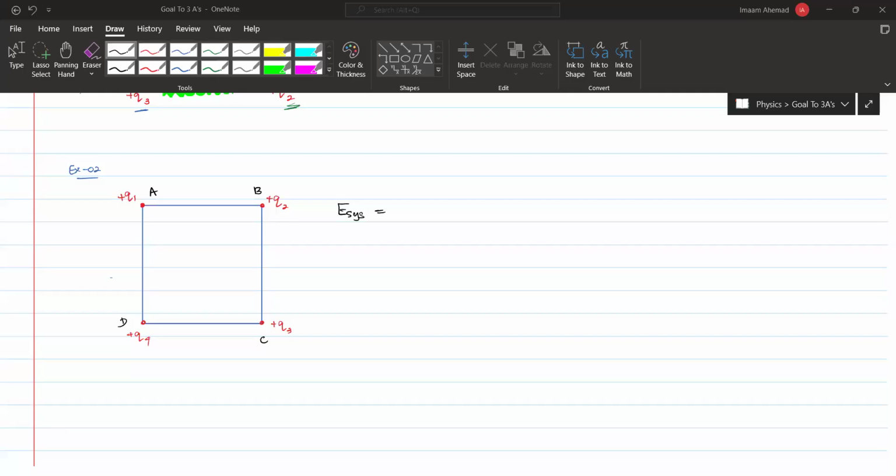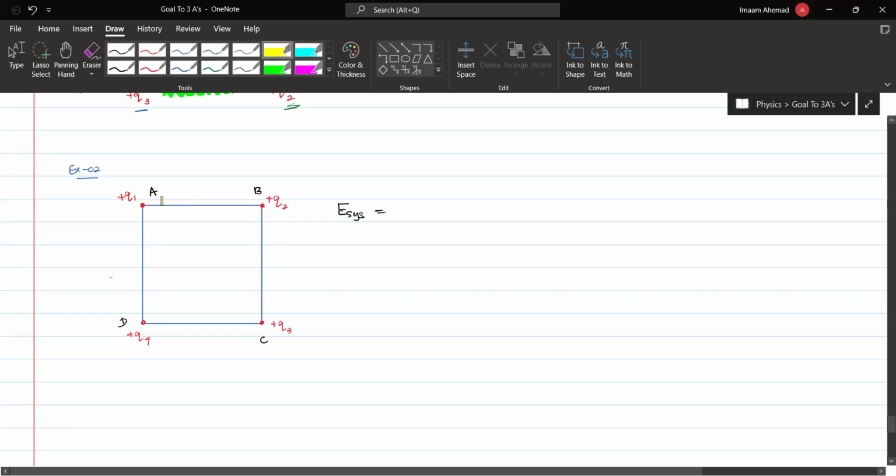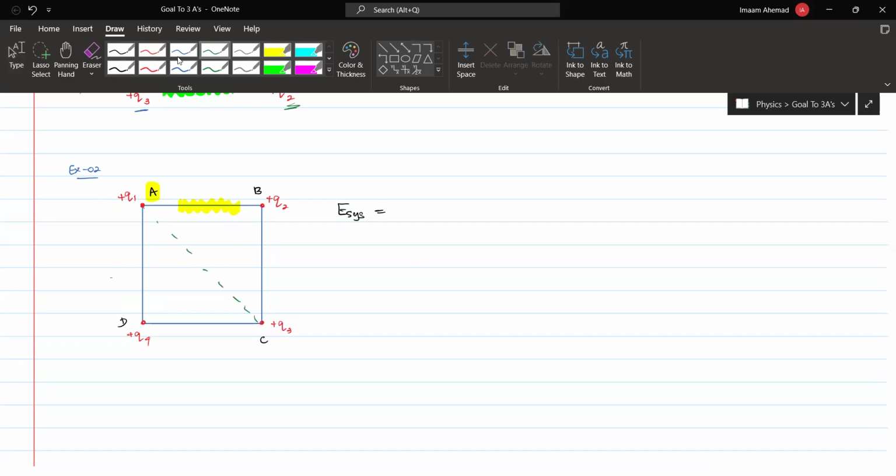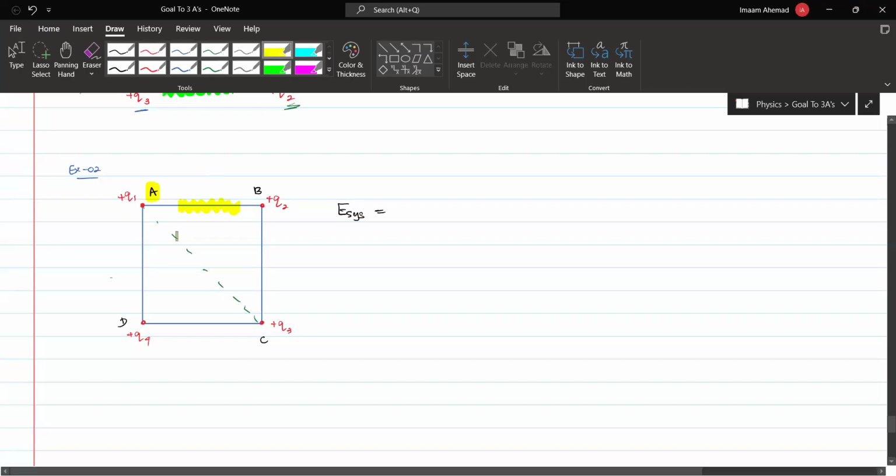So let's check. First, I'll start from A. If I start from A, it has a bond with B. And also, even though I have not drawn it, A has a relation with C. Okay, so A has a relation with C. Next, A has a relation with D.